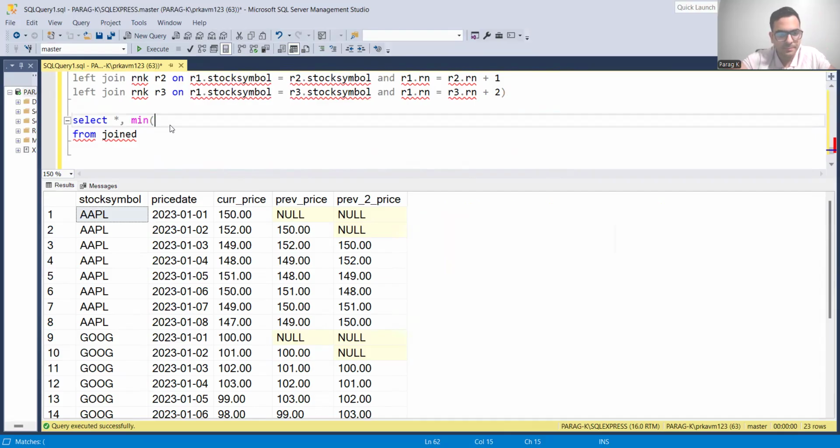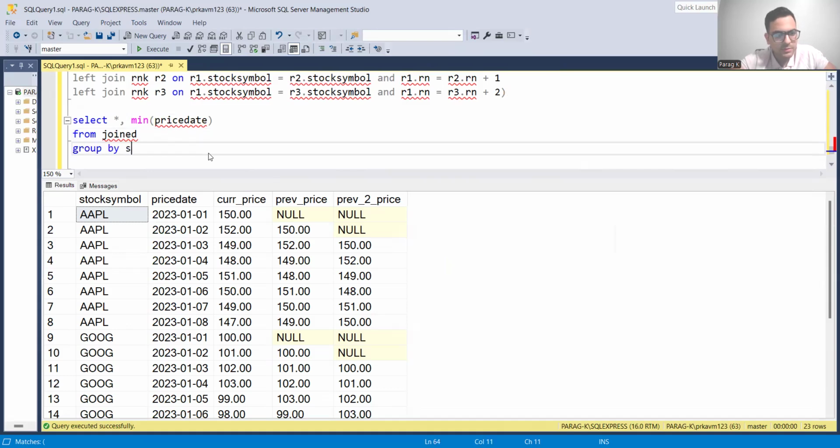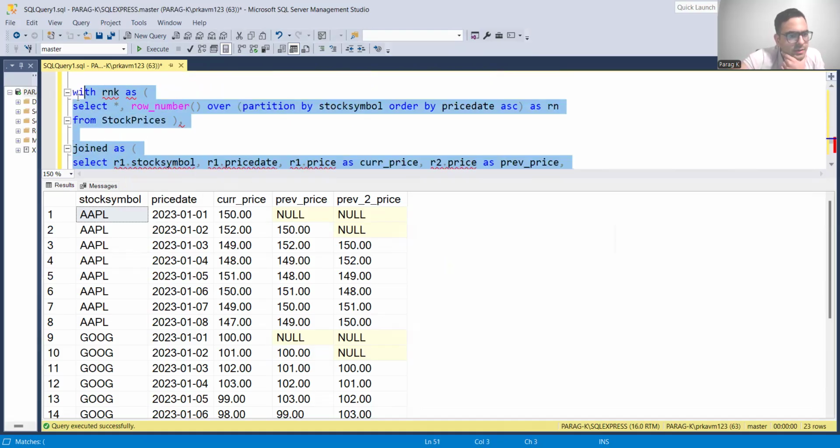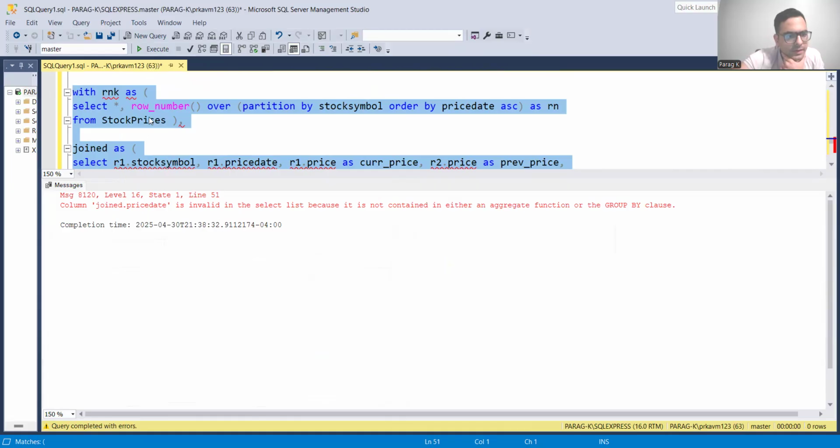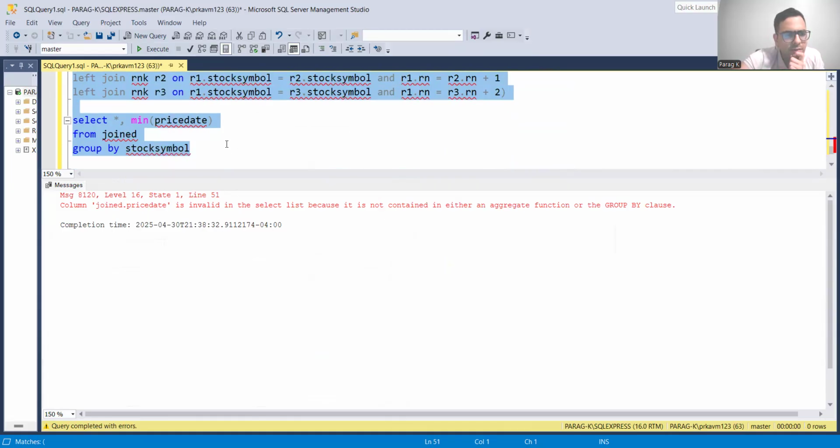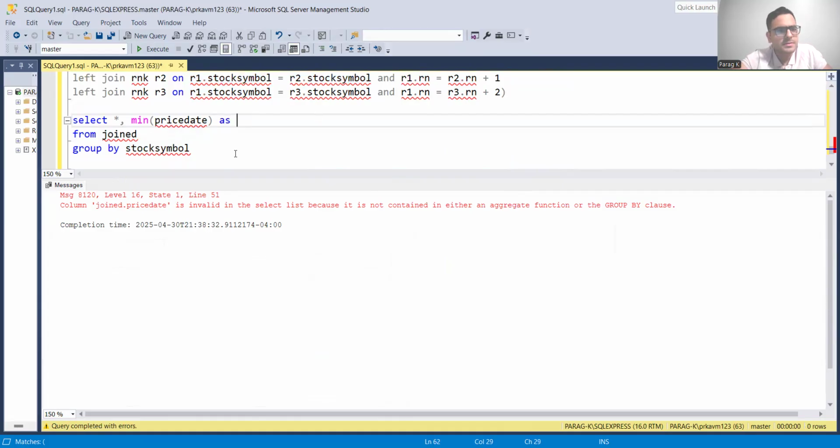So I'm gonna do a simple thing here. I'm gonna do price date, and I'm gonna use a group by function here, group by, and do stock symbol here. Let me see if this is gonna run or not. I'm gonna get an error. Okay. I understand why it's happening, because I'm using this entire thing which is wrong. So I have to put stock symbol here. I cannot have the entire thing because I'll have to put everything in a group by, but I only put stock symbol here.